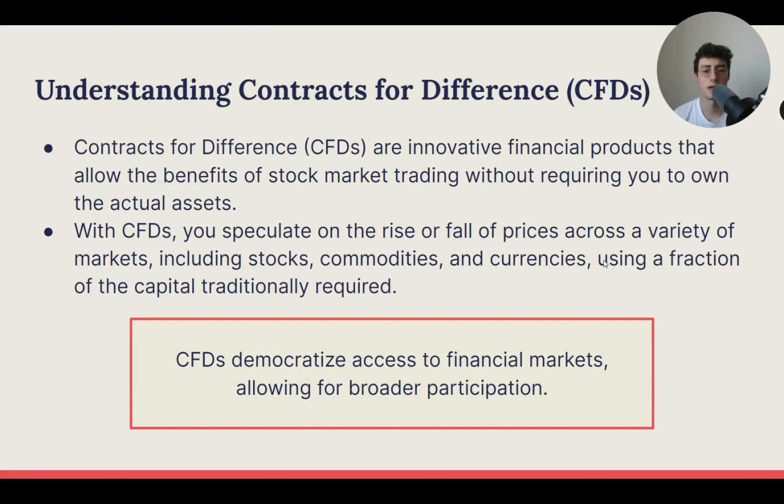With CFDs, you speculate on the rise or fall of prices across a variety of markets, including stocks, commodities, and currencies, using a fraction of the capital traditionally required. In short, CFDs democratize access to financial markets, allowing regular people like ourselves to invest in, let's say, the US stock market or the Singaporean stock market. CFDs allow you to invest indirectly in a market, a stock, or a currency pair without having to go through the legalities of actually owning that stock outright.